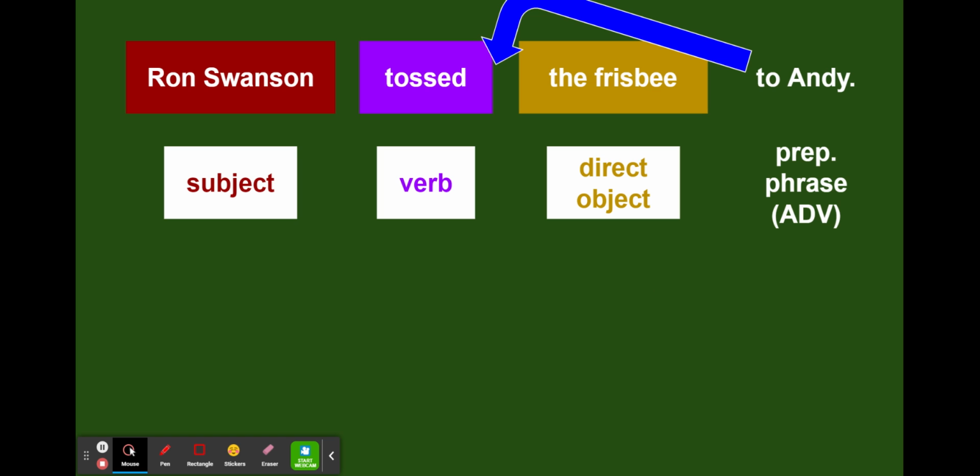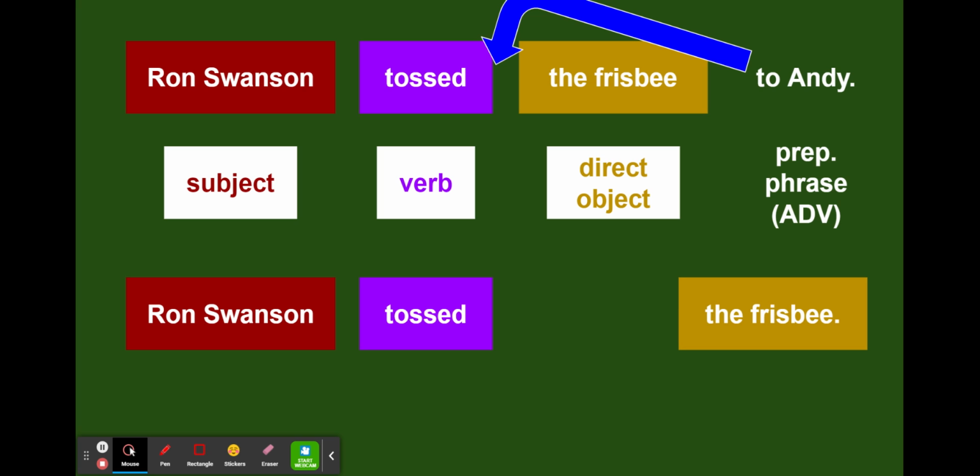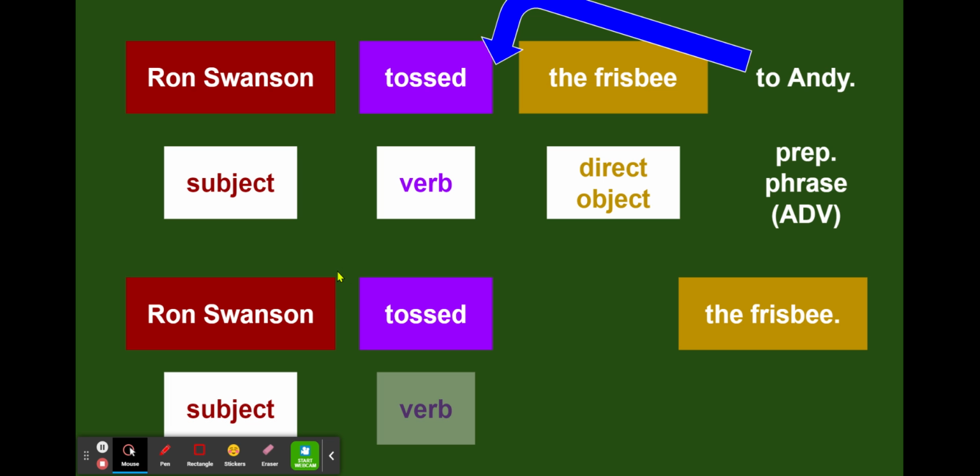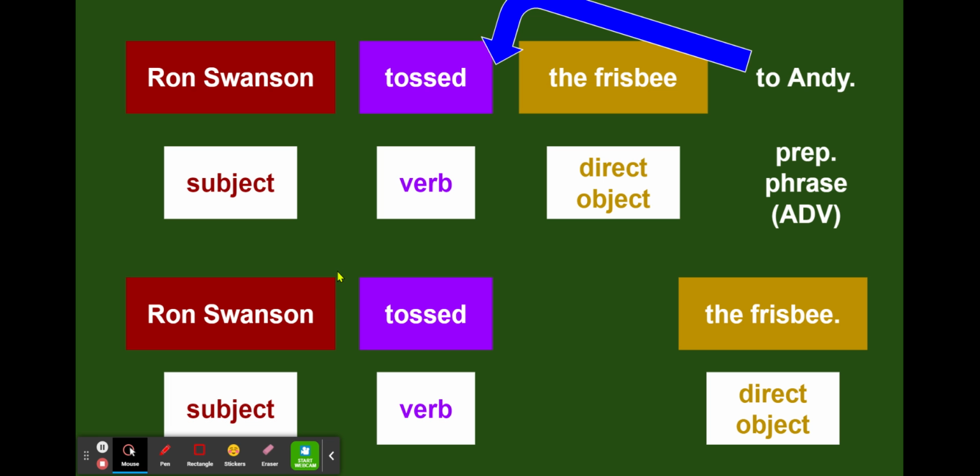But the thing is, with this word Andy, we can manipulate that in English. We can put that in a different part of the sentence. And that's what we're going to do here, and that's going to lead us to indirect objects. We have Ron Swanson still doing the action. We have tossing still being the action. And the Frisbee is still what is being tossed. We have Ron Swanson tossed Frisbee. Still the subject, still the verb, still the direct object.